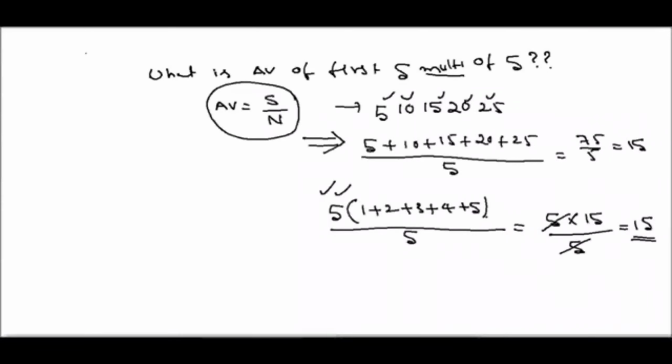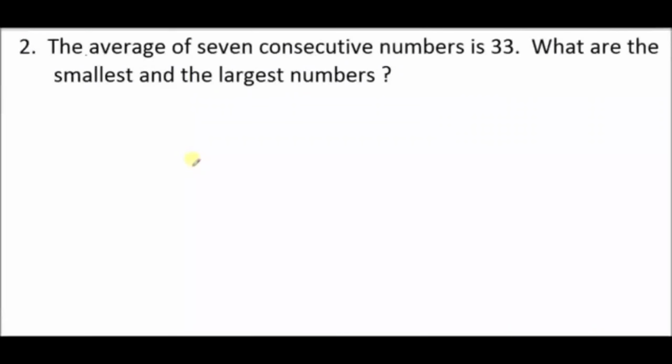Now move on to the next question. Here the question is, the average of 7 consecutive numbers is 33. What are the smallest and largest numbers among them is the question. You can do it very, very simply. Average of 7 consecutive numbers. What are those 7 consecutive numbers? Any 7 numbers which should be consecutive in order, right? Then what are the smallest and the largest numbers?